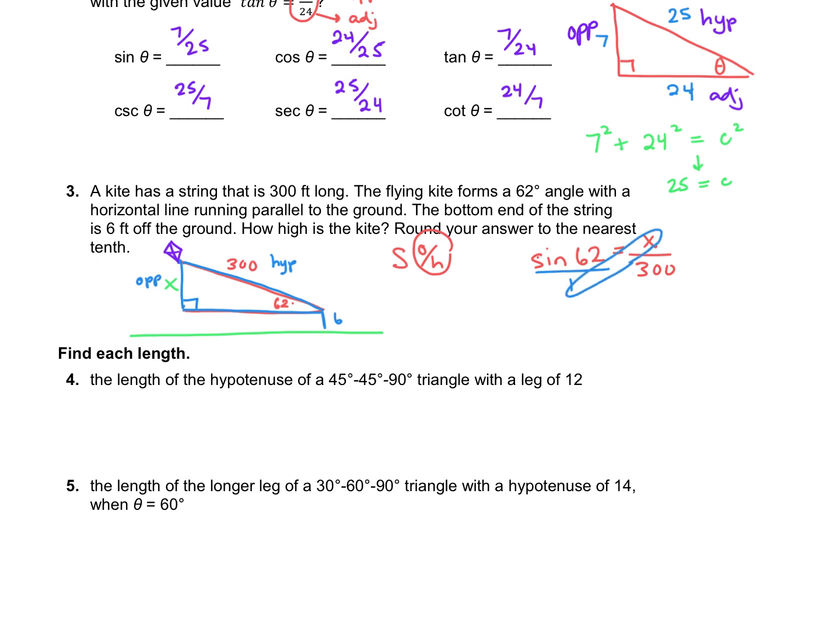pretty quickly. 1 times x is x. Sine of 62 times 300. I'm going to write the 300 first. I like to put that out front. 300 times sine of 62. And then all we do is we grab our calculator and we type in 300 times the sine of 62. We do want to make sure that our calculator is in degree mode. It does default to radian mode anytime that it gets reset.